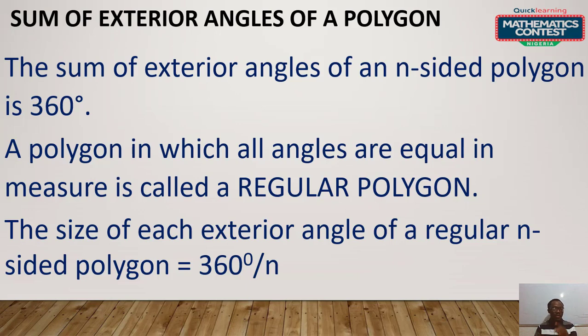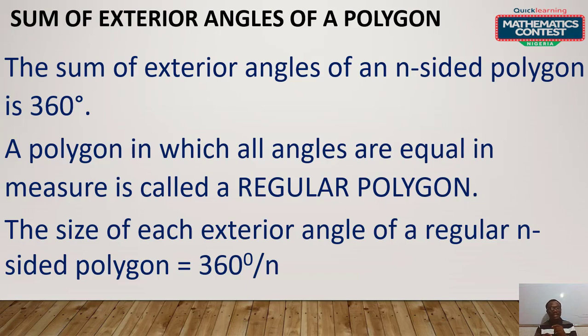So a square is also an example of a regular polygon. So take note of a regular polygon. A regular polygon is a polygon that has all its sides equal to each other, and the angles are also equal. The angles are equal, the sides are equal. That is a regular polygon.